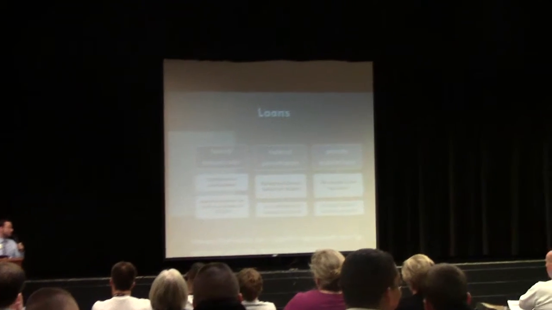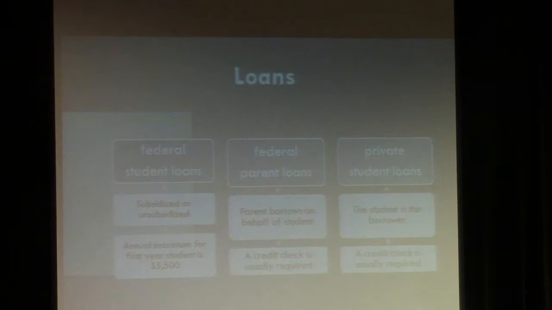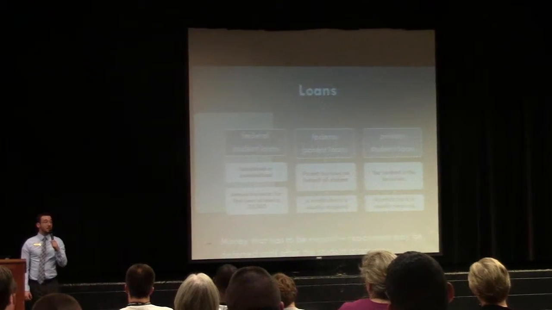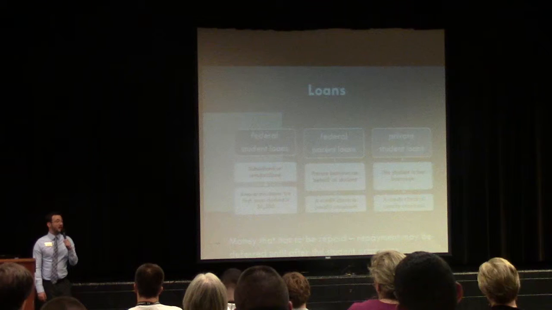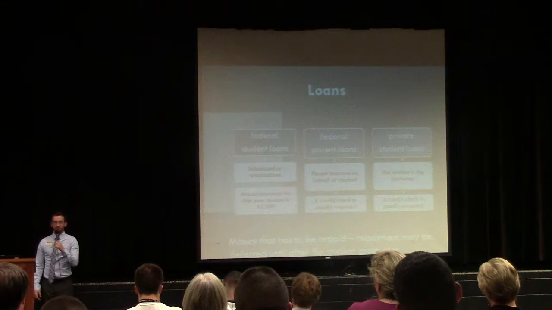Loans, another source of a lot of different questions. You probably have heard a little bit about loans in the news recently because there have been some pretty important developments in Congress about loans. Lots of different kinds of loans. They can be federal, so offered by the federal government. They can be in the student's name. They can be in the parent's name. They can come from a banking institution or a private lender. Those are the private or alternative student loans.